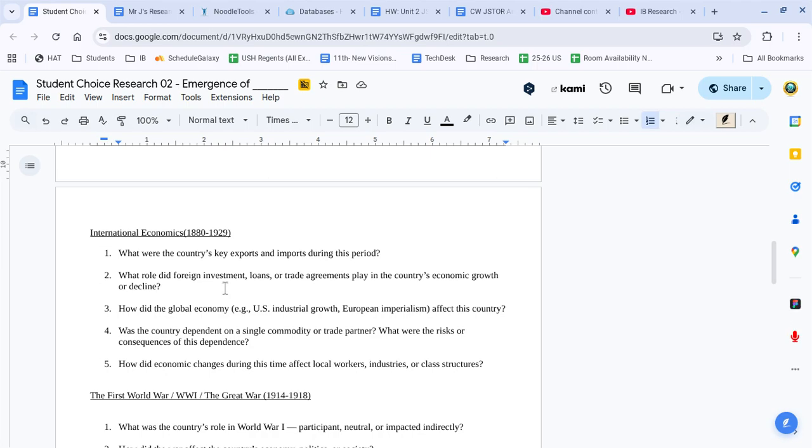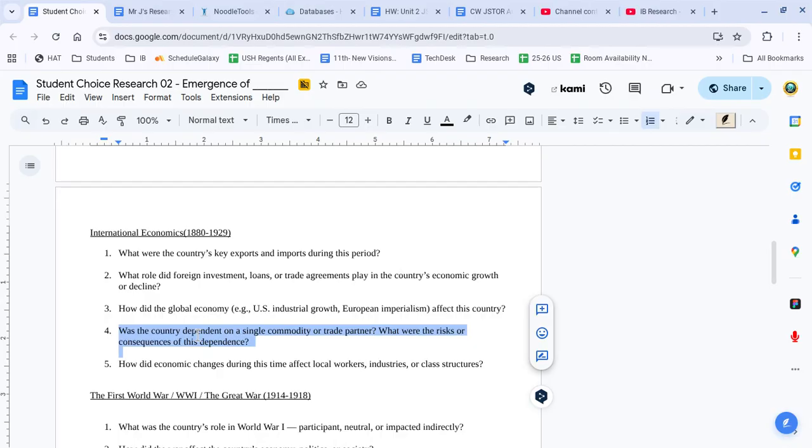How did the global economy affect this country? So not just a specific foreign country or just an imperial power. How did the general global economy of this time period impact your country? And was your country dependent on a single commodity or trade partner?